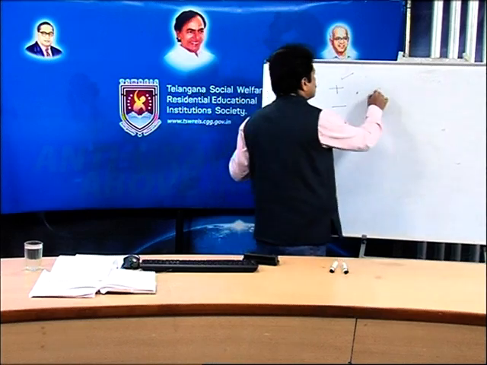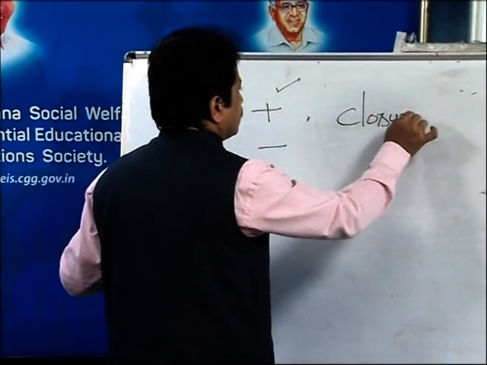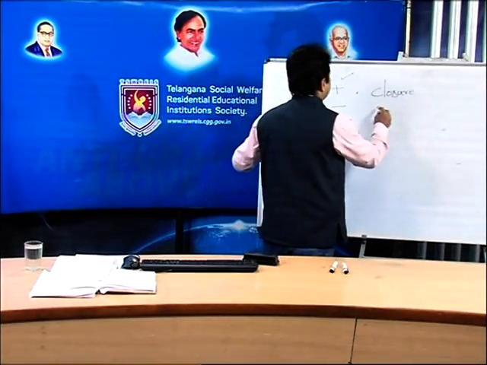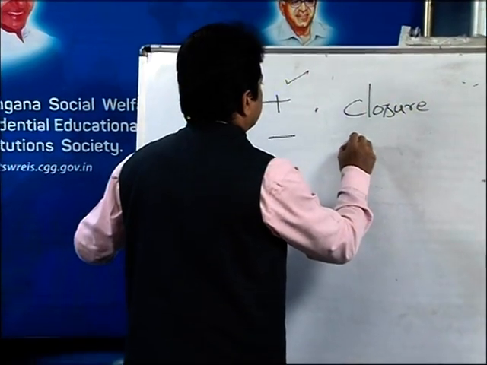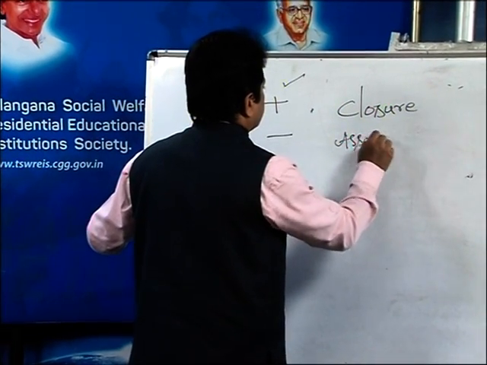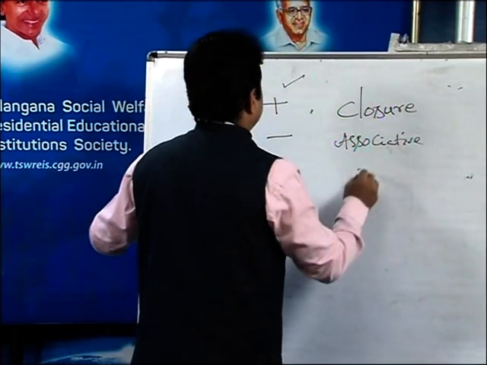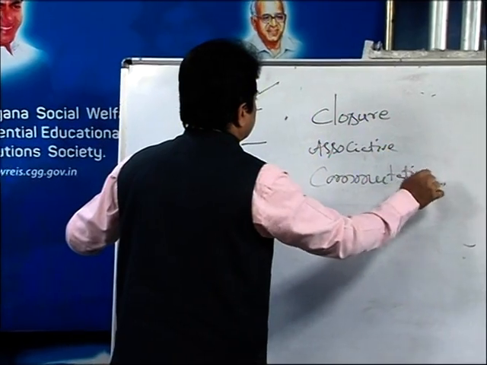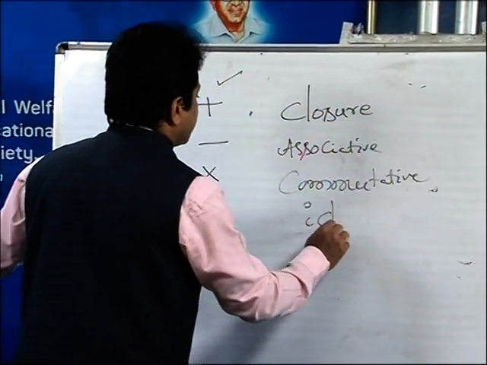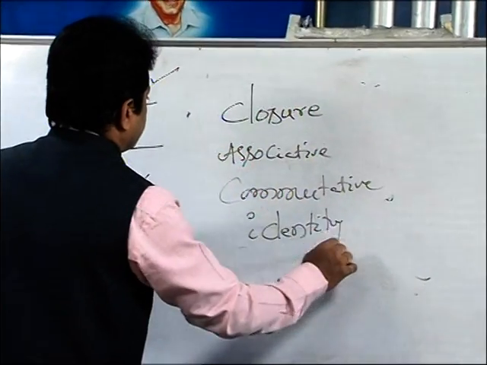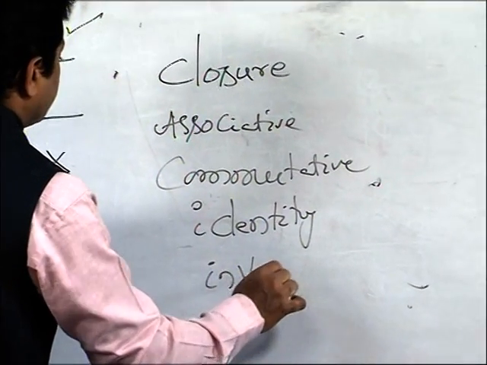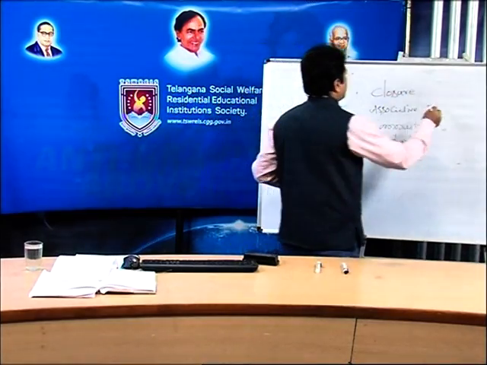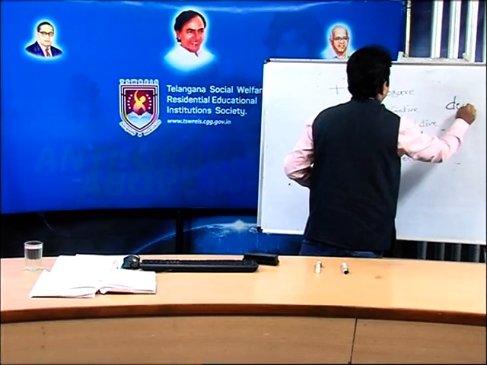First one is called closure property. The second one is associative property, third one is commutative property, the fourth one is identity property, and the fifth one is inverse property. Of course, one more is called distribution property.